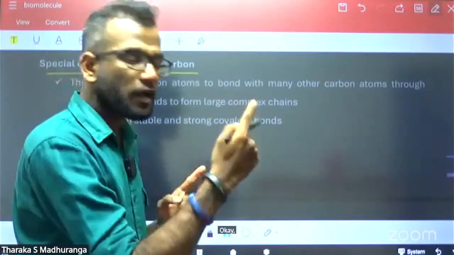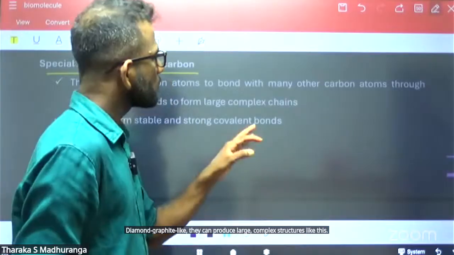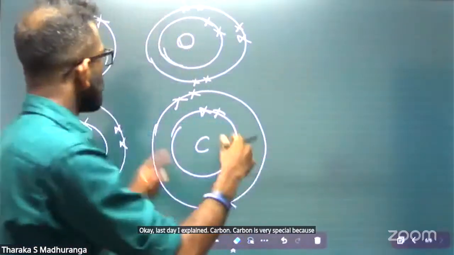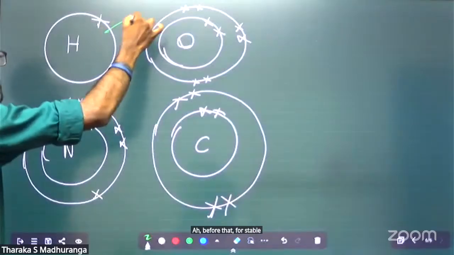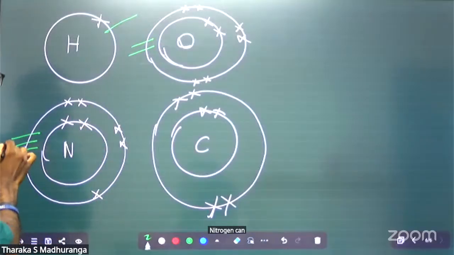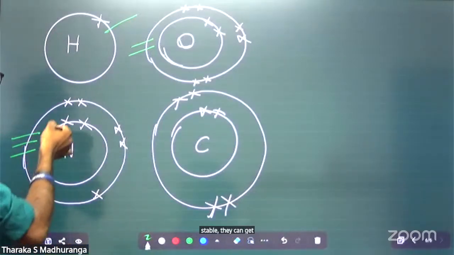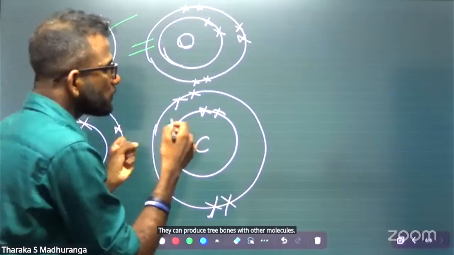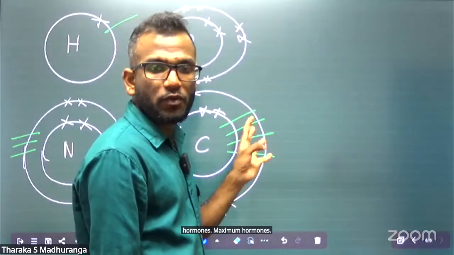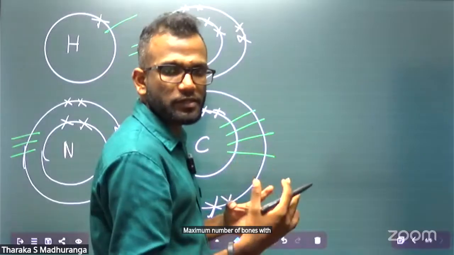I explained this last day. Diamond and graphite are examples; they can produce large complex structures like this. Carbon is very special because, to be stable, hydrogen can produce 1 bond, oxygen can produce 2 bonds, and nitrogen can produce 3 bonds. Carbon is very important because it can produce a maximum of 4 bonds with other elements and molecules.